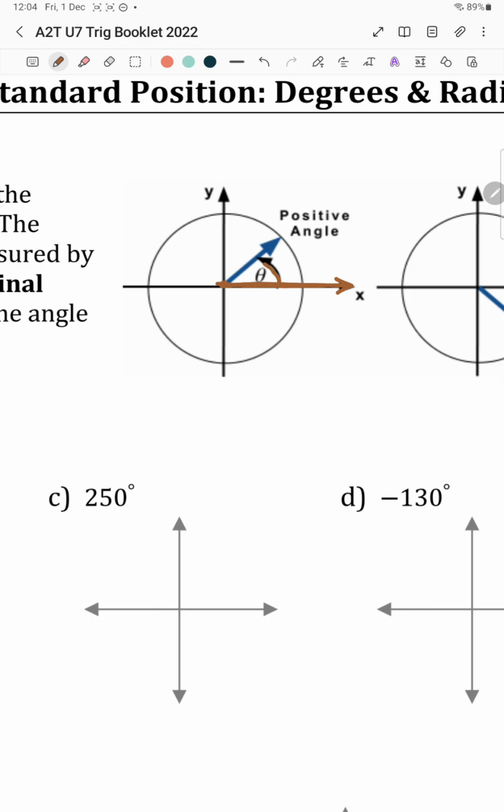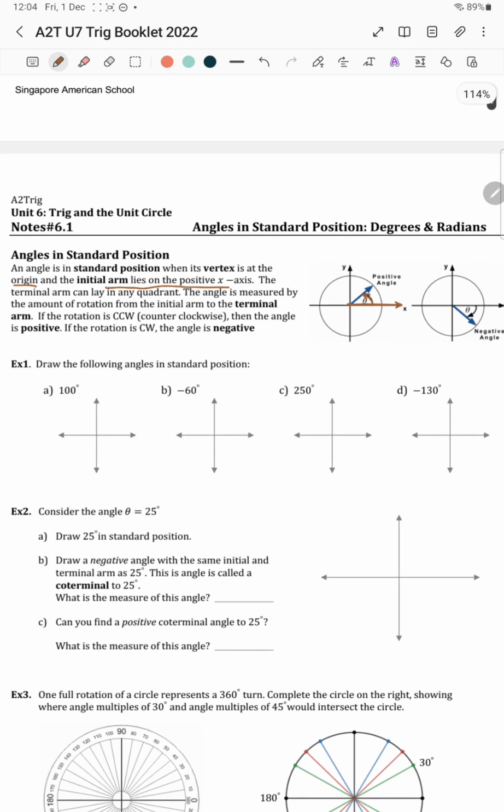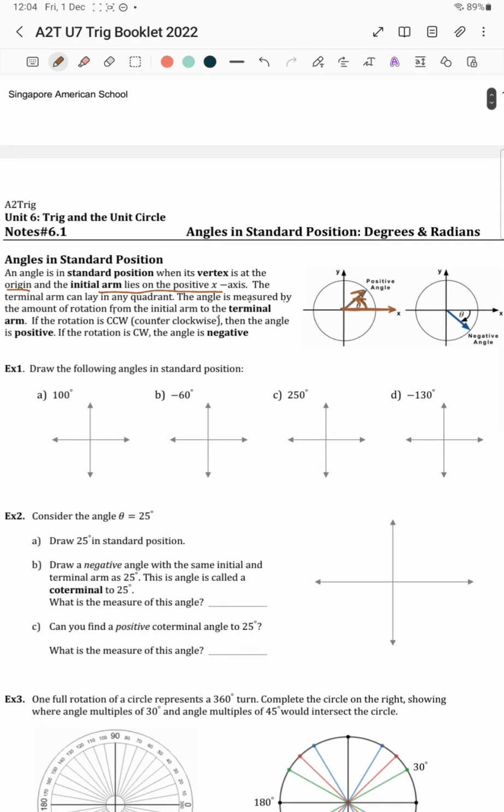So if we do it like this, the angle is called a positive angle. The terminal arm can lie in any quadrant. The angle is measured by the amount of rotation from the initial arm to the terminal arm. This is the terminal arm, this is the initial arm. The angle from this to this is called the angle. If the rotation is counterclockwise, then the angle is positive.